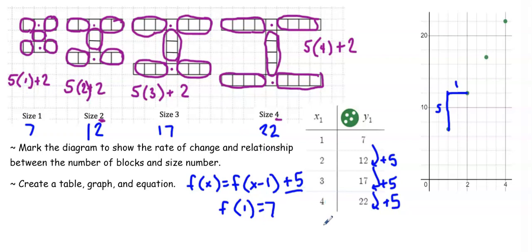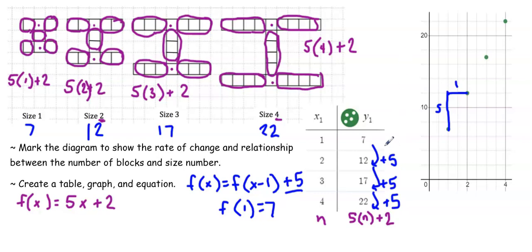So if my size was n, I would have 5 groups of n blocks plus 2, which means my explicit equation, now I'm going to use x, is f of x equals 5x plus 2, because whatever the size number is, I can multiply that by 5 because there'll be 5 groups of that many blocks plus the 2 extras. So this is a linear pattern.